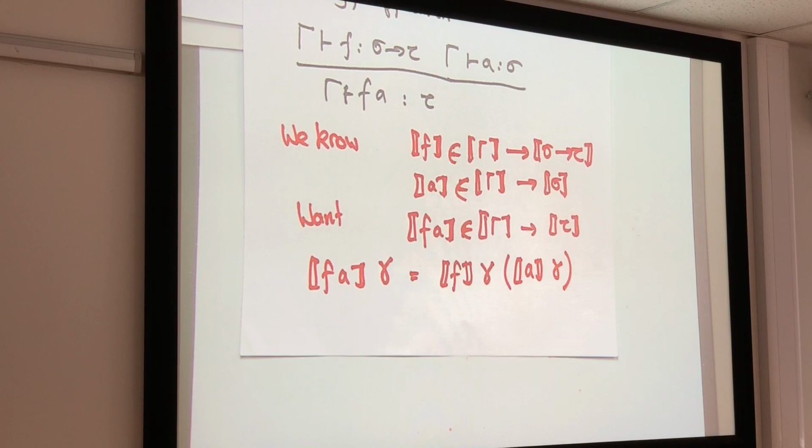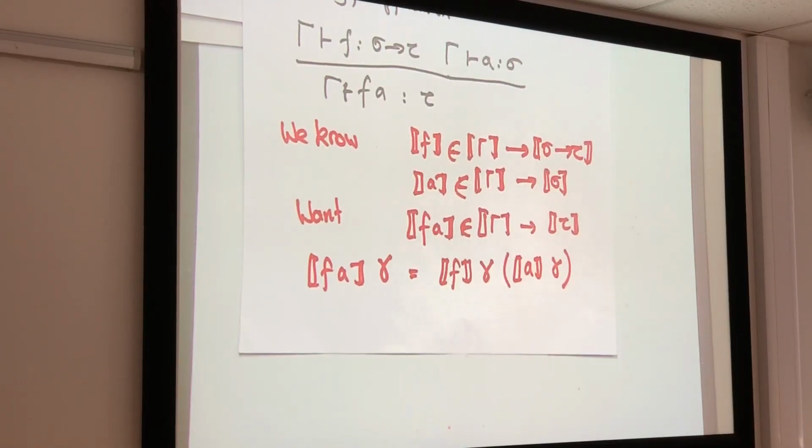And again, this is not black magic. What we're saying is, to give the meaning of an application in an environment, you have to tell the environment to both the function and the argument. The function needs the environment, so does the argument. When we get back the meaning of the function and the meaning of the argument, we can finish the job and actually feed the input to the function.